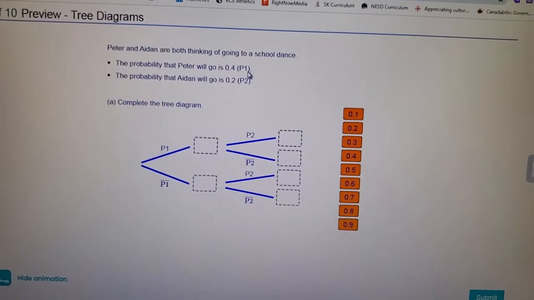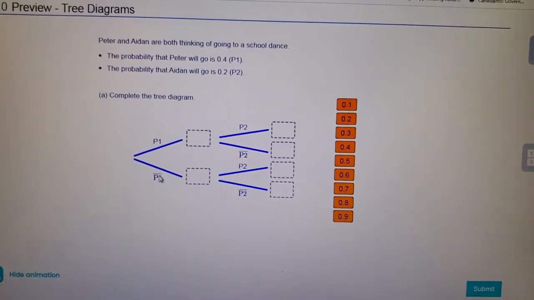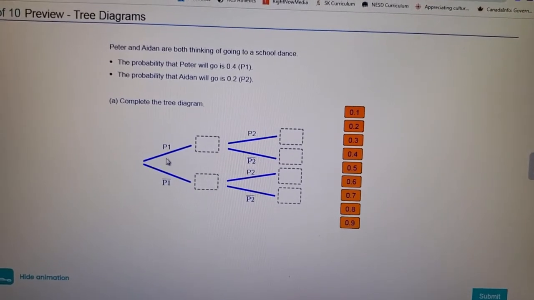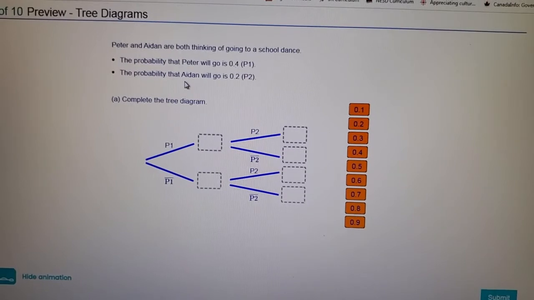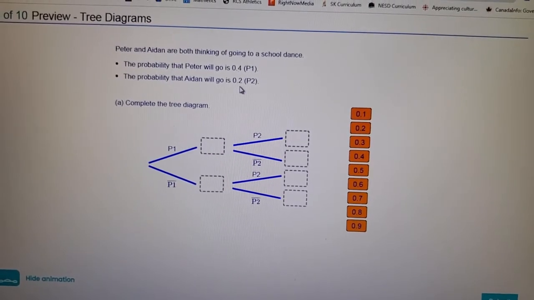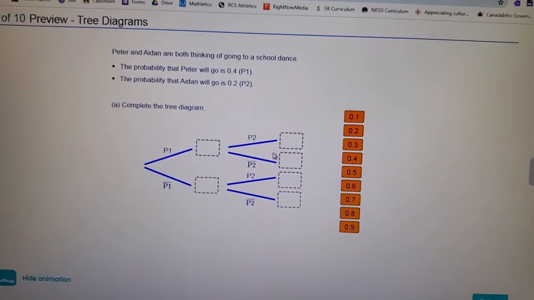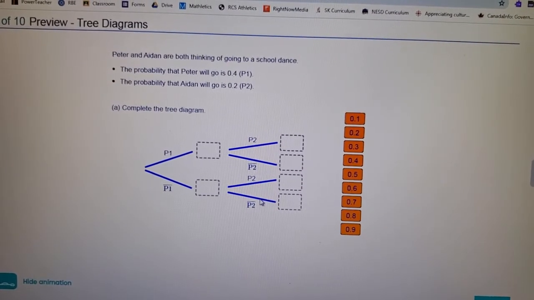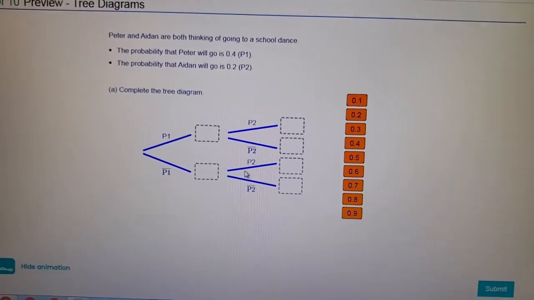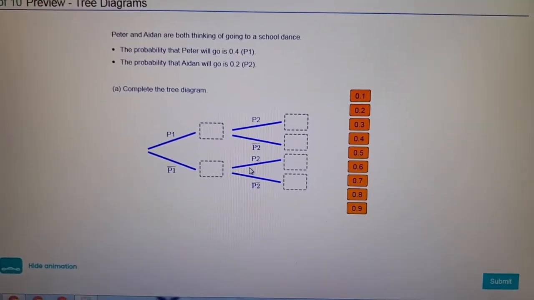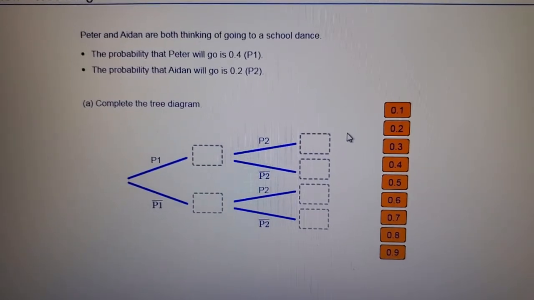P1 is him choosing whether he goes or not. So here we got P1 and P1. The first event is whether Peter goes. Then, probability that Aiden will go is 0.2. That's the second thing. So if Peter goes, and then if Aiden goes, okay? And we're going to complete a tree diagram, and then with that, we're going to come up with our answer to another question that gets added.